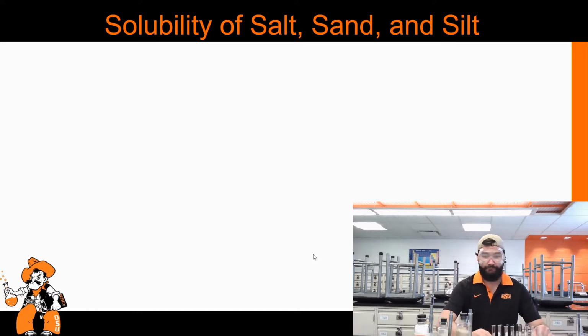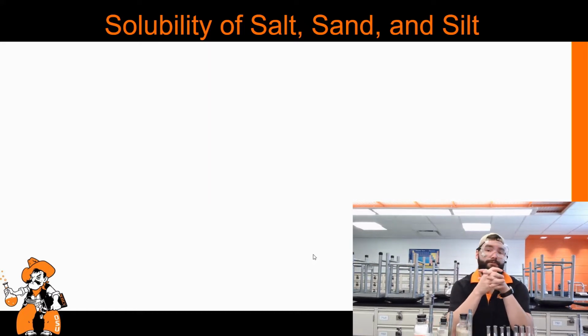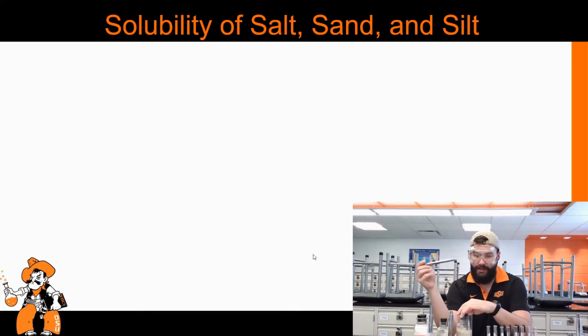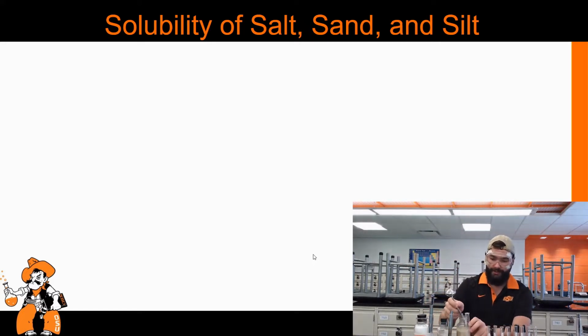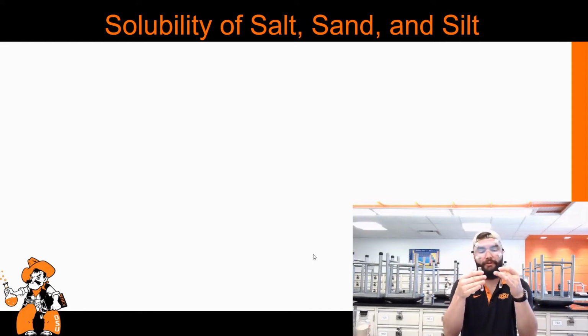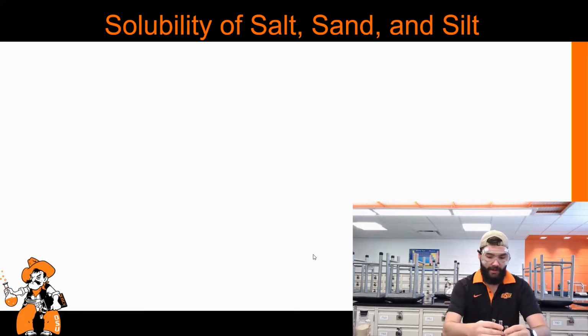Okay, so the first thing we need to do is figure out the different solubilities. So I'm going to take a small amount of the salt, sand, and silt and place them in my test tubes. All right, so in my 3 test tubes, I now have salt, sand, and silt. Okay, I need to add water to each test tube and observe the solubility.